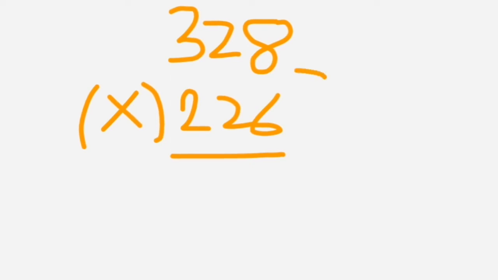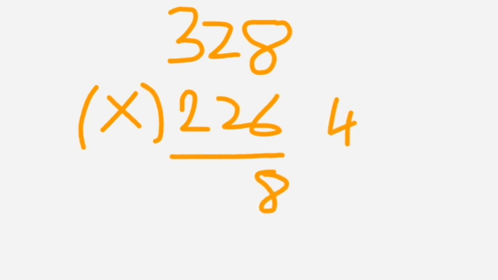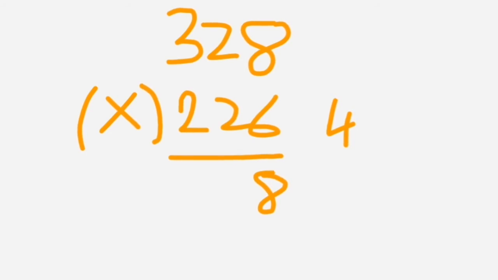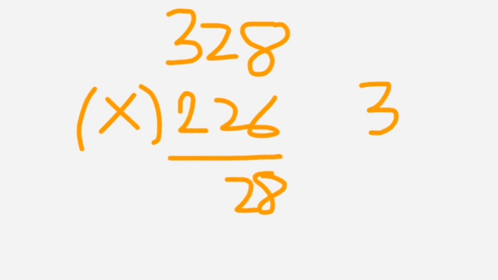First we have to do 8 into 6. 8 into 6 would be 48, and 4 carry out to the next number. The next step would be 2 into 6 plus 8 into 2. So 12 plus 16 would be 28. So 28 plus 4 would be 32, and 2 here, 3 carry out to the next number.